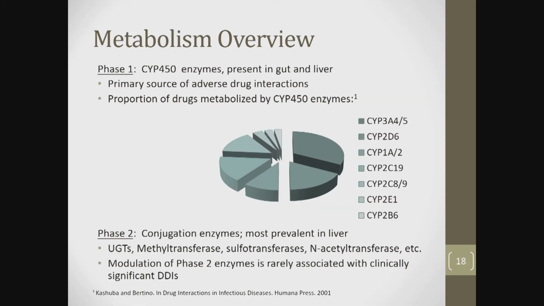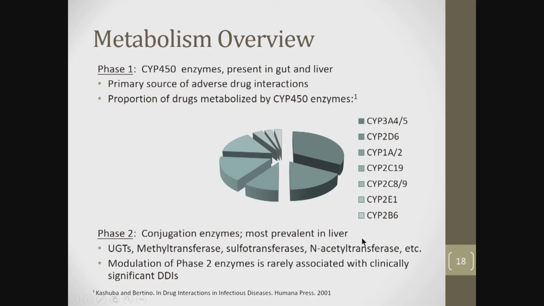Now let's move on to metabolism. You've probably learned a bit already about drug metabolizing enzymes in the system, most notably cytochrome P450 enzymes. CYP3A4 and 5 are probably by far the most abundant and promiscuous of the enzymes, metabolizing a large proportion of our medications. Inhibition and induction of these metabolizing enzymes, most notably CYP3A, is also the primary source of most adverse drug interactions.